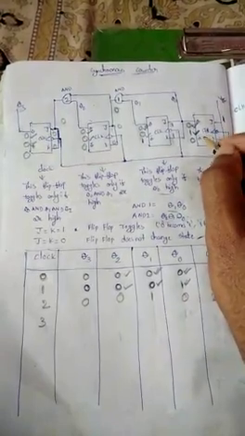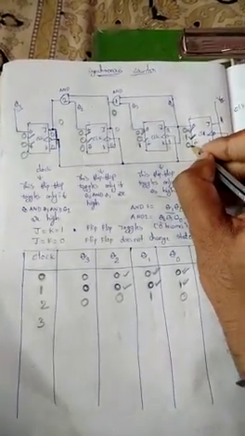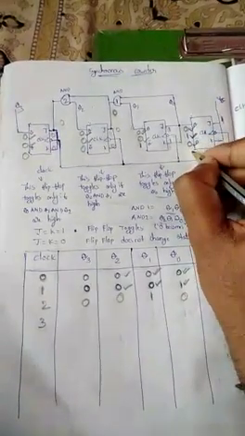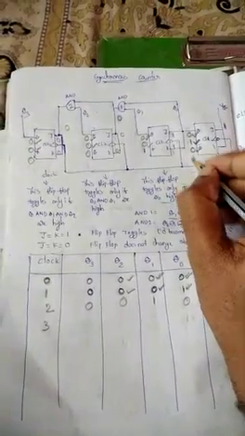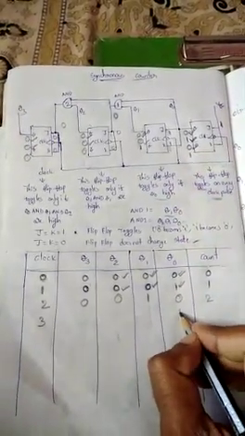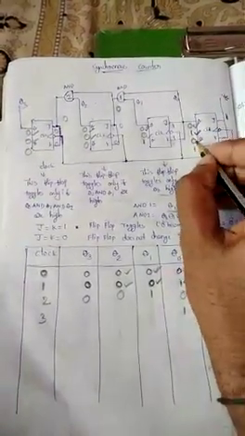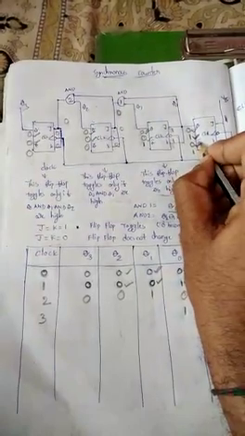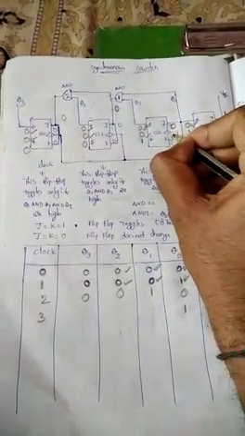So at toggle state we get the complemented previous output. The previous output of the first flip-flop is 0, so the complemented output is 1. So Q0 is equal to 1. The first flip-flop's previous output acts as the input of the second flip-flop. The first flip-flop's previous output is 0, so J is equal to 0, K is equal to 0.